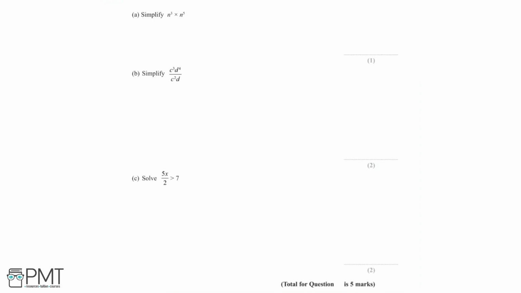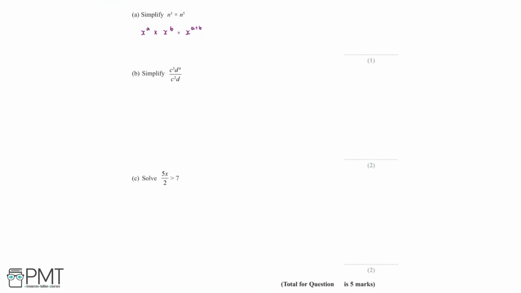In part A, we need to simplify n to the power of 3 multiplied by n to the power of 5. We can use one of our index laws to help us solve this. We know that x to the power of a multiplied by x to the power of b is equal to x to the power of a plus b. We can therefore apply the same rule into our question.